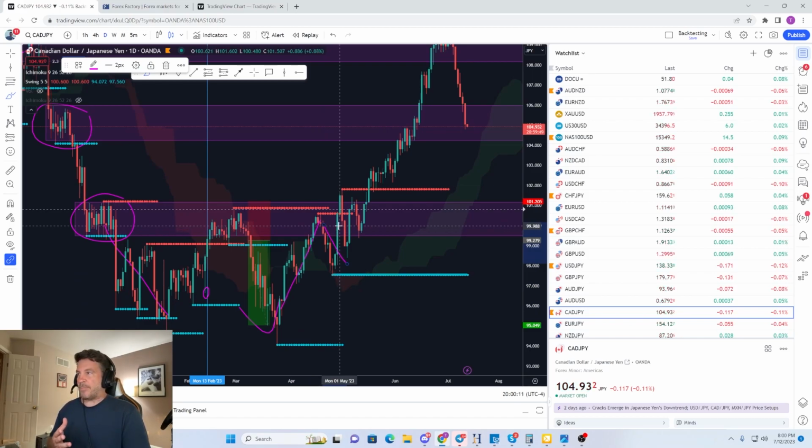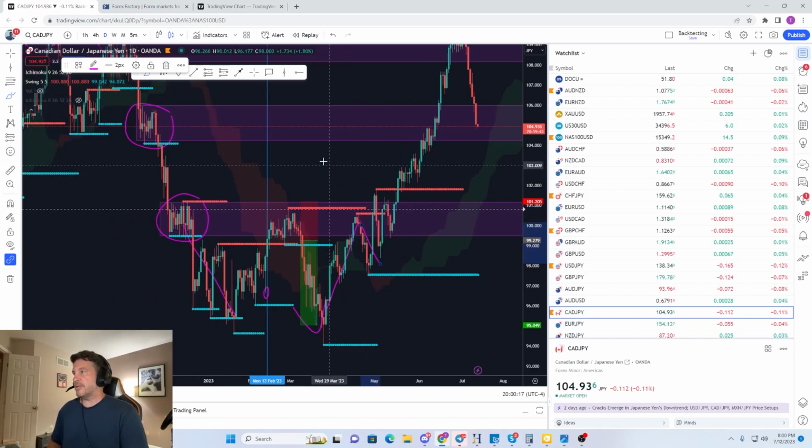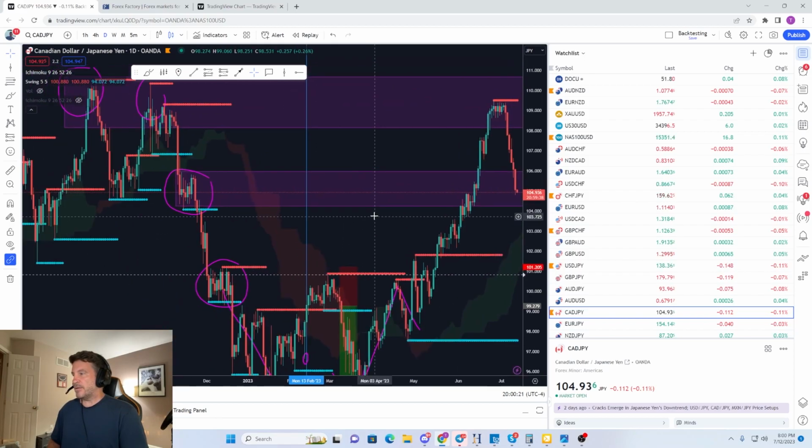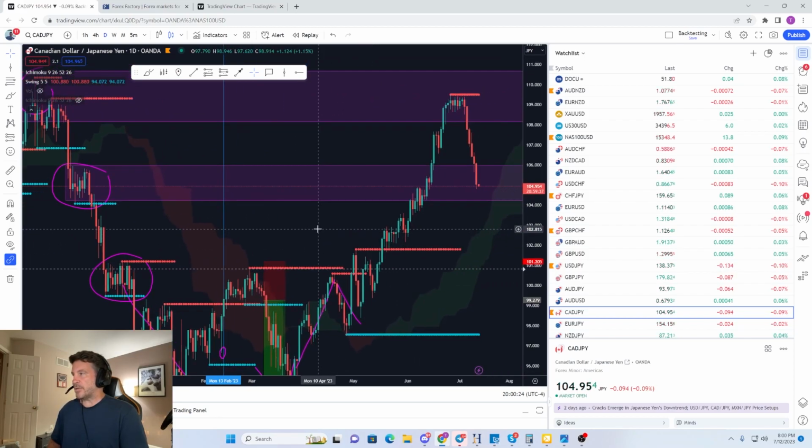But what happens when price gets to an area and it's just simply not bouncing? How do you not get caught in that? All right, let's take a look at this zone right here as an example. So I'll remove that one temporarily so you can see this a bit more clearly.